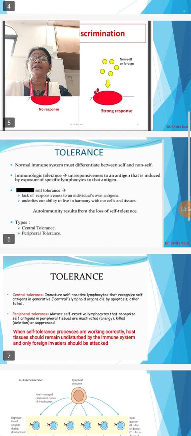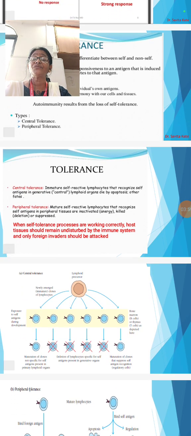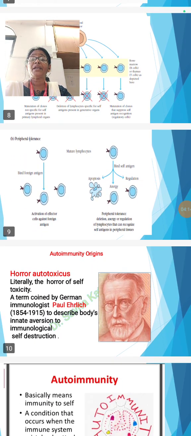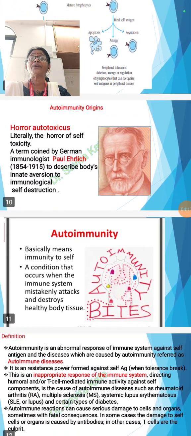Generally there are two types of tolerance. Central tolerance is developed in the central lymphoid organs, as I told you, during maturation. Peripheral tolerance is developed in the peripheral lymphoid organs. Due to that tolerance only, our immunocompetent cells recognize our own protein as our own and never show the immune response. But once the tolerance breaks, they start to produce the immune response. So in short, we discuss the history.